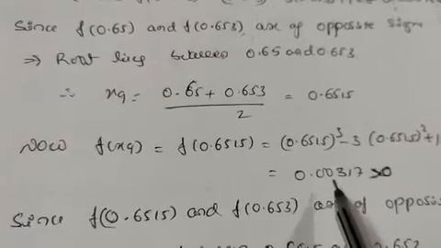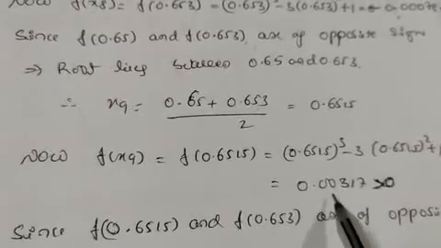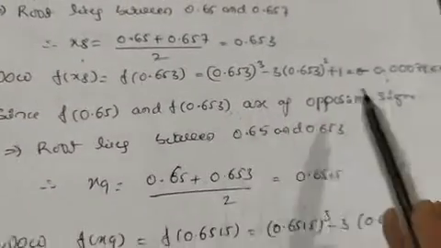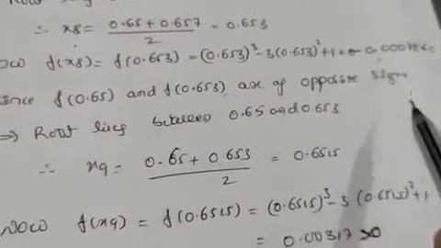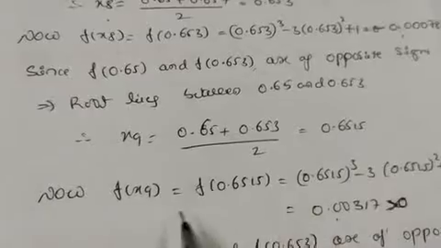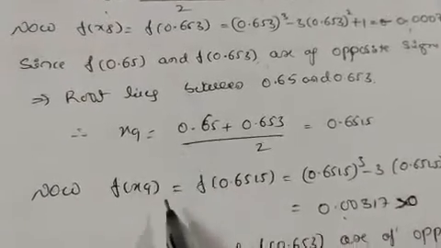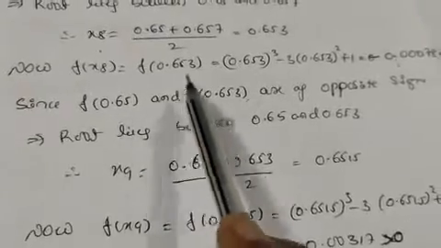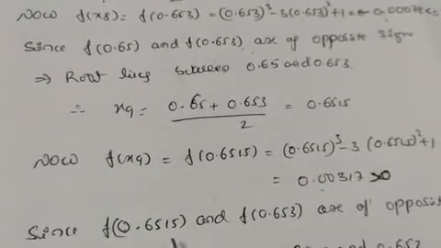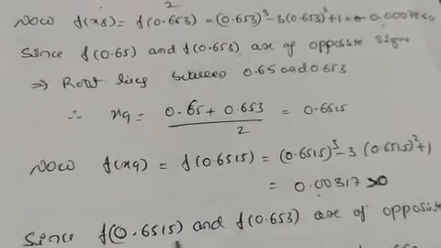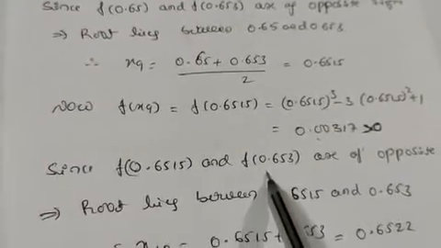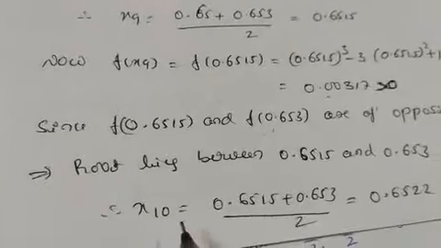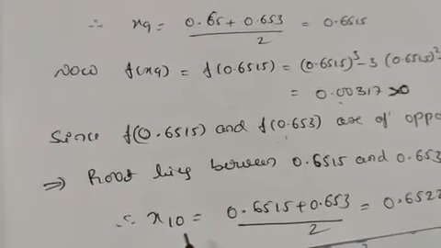Before this, you check which value is negative. f of x9 is positive and f of x8 is negative, so they are of opposite sign. Therefore the root lies between x8 and x9. x8 is 0.653 and x9 is 0.6515. Therefore the root lies in this interval, so we can divide this interval to get the next approximation.